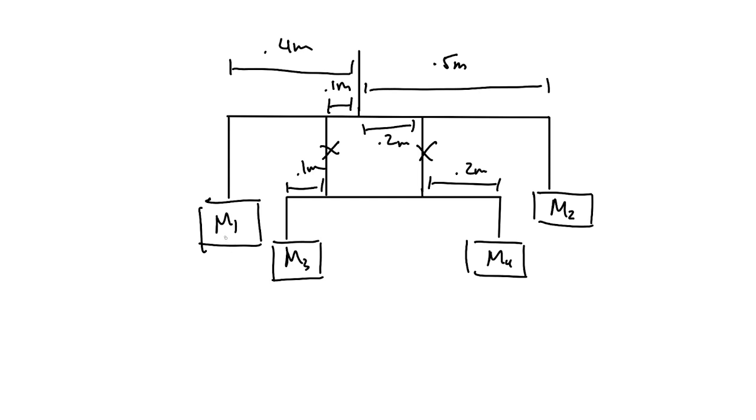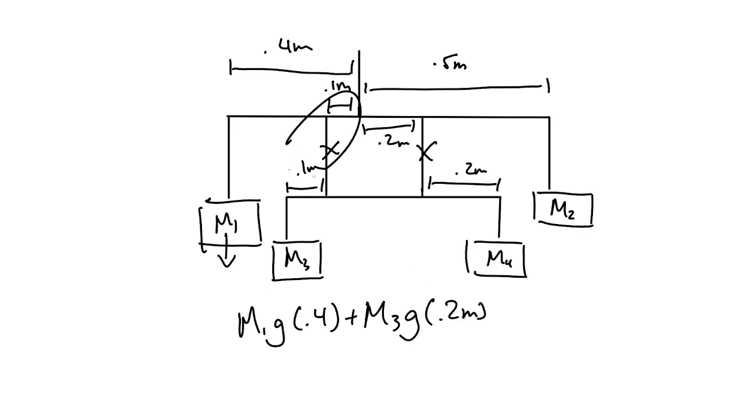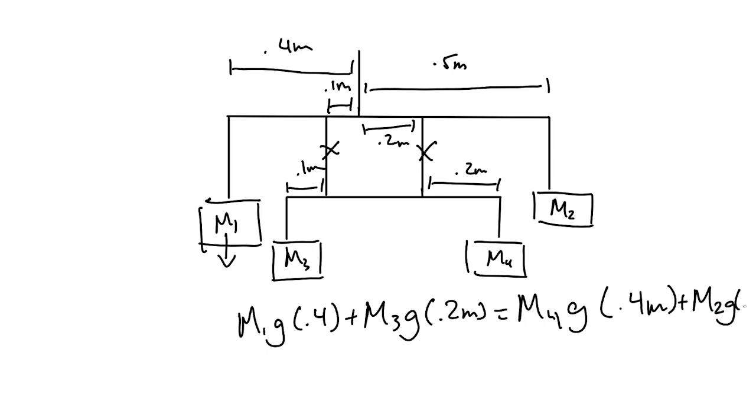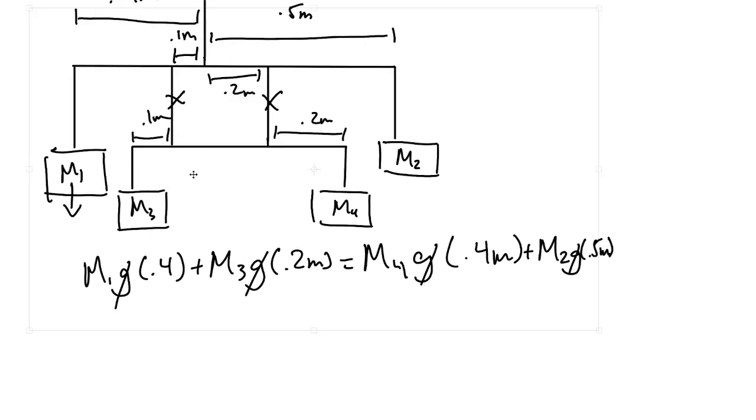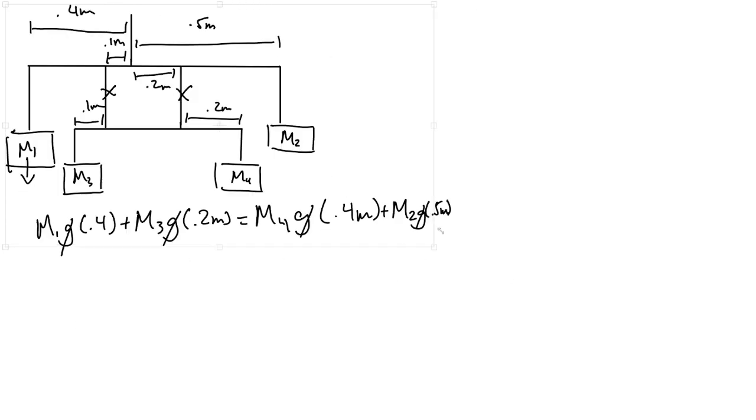So first, the force of this is going to be m1g times 0.4 meters plus m3 times g times 0.2 meters. Remember, we're just adding these two up, and that's going to be equal to our mass 4 g times 0.4 meters, plus mass 2 g times 0.5 meters. And I ran out of space, but we can cross out all g's here. I'm actually going to slightly move this over a bit and shrink it again.